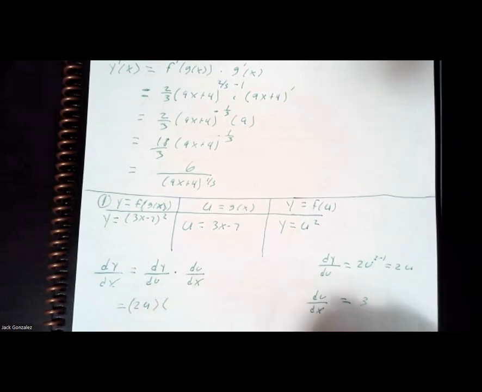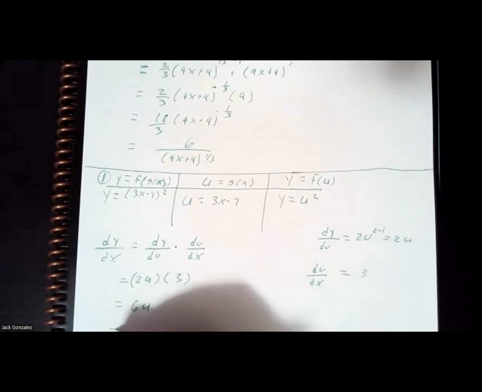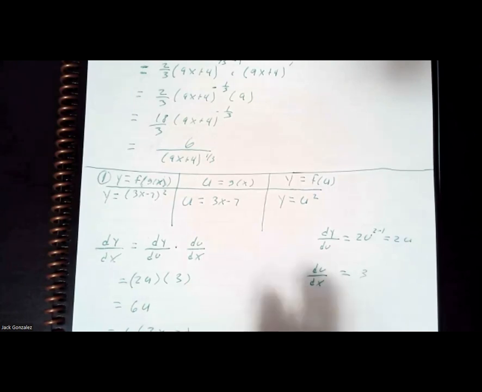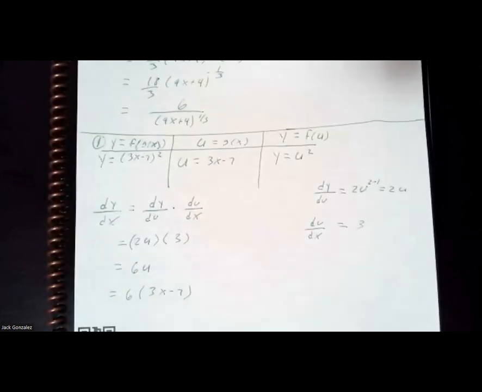So plug them in, then you're good. dy du, that'll be 2u times 3. So that is 6u. So bring back what u is supposed to be. That'll be 6 times (3x minus 7). Make sure you're comfortable with Leibniz and the prime notation.